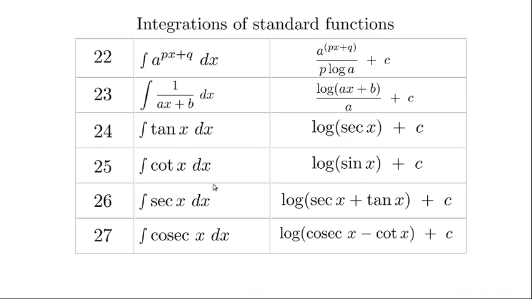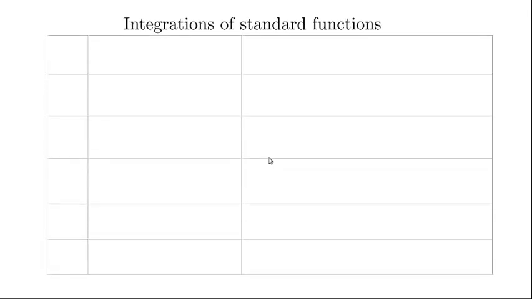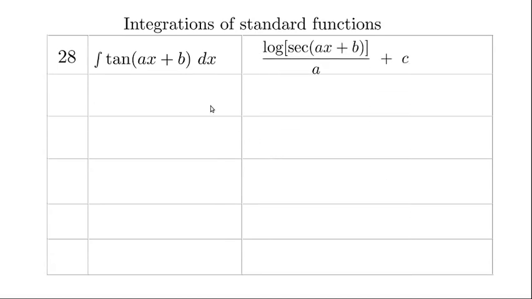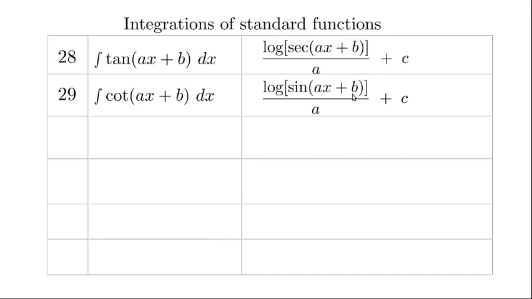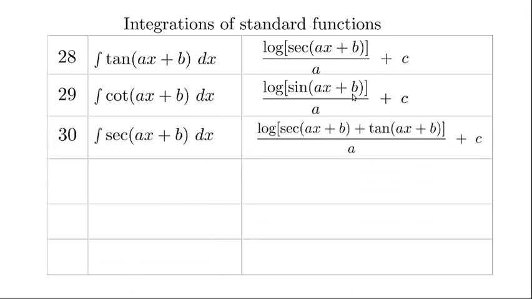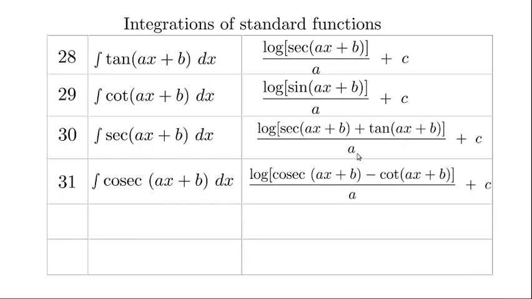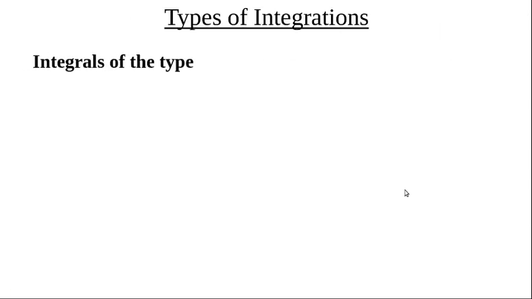Now these x are replaced by ax plus b, that is a linear polynomial, so they become composite functions. Integration of tan of ax plus b dx is log of sec of (ax plus b) upon a plus c. Integration of cot of (ax plus b) dx is equal to log of sin of (ax plus b) upon a plus c. Integration of sec of (ax plus b) dx is log of sec(ax plus b) plus tan(ax plus b) upon a plus c. Integration of cosec(ax plus b) will be log of cosec(ax plus b) minus cot(ax plus b) upon a plus c. With the help of these, let us get into some types of integrations.